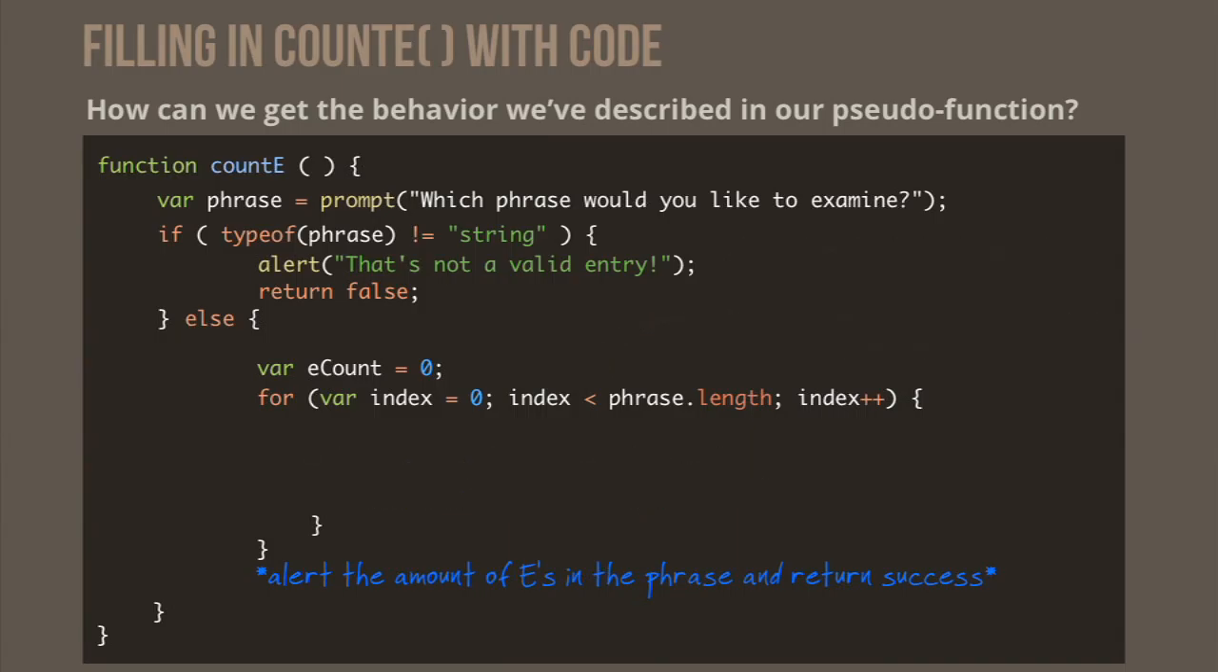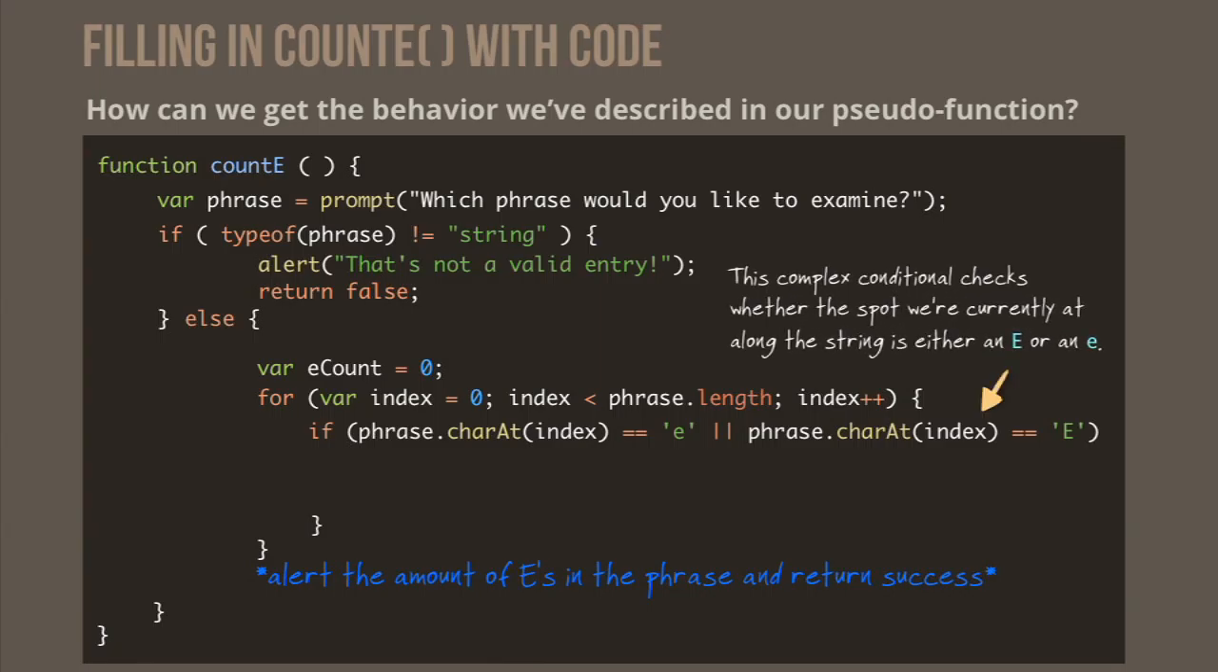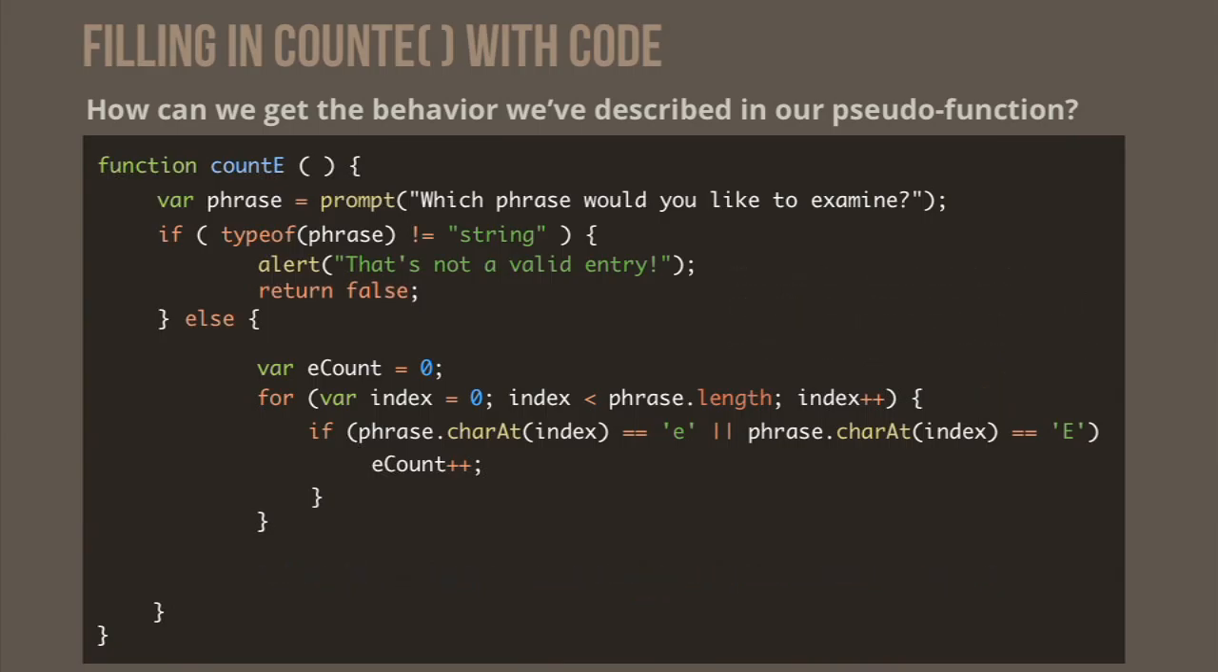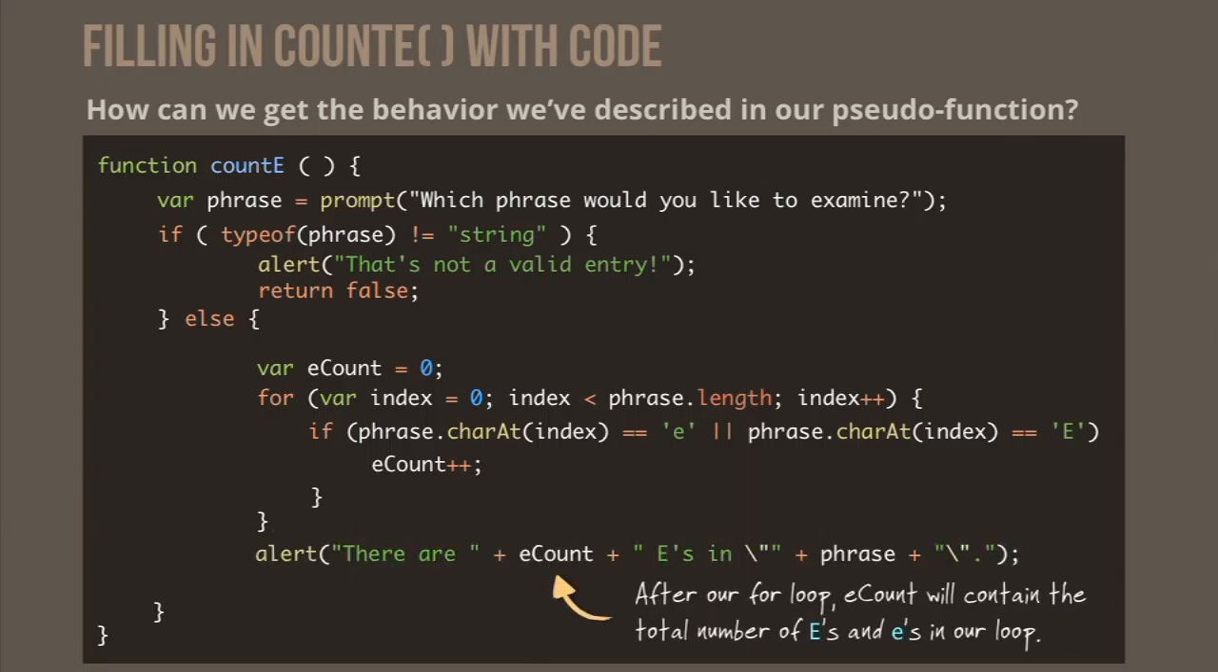Inside the loop, we'll have a complex conditional, remember those? Where we check to see if the character at the current index we're looking at is either a lowercase e or whether that character is a capital E. And if we get a truth value out of that complex conditional, we'll go ahead and increase the eCount variable. Once that loop is entirely complete, we will have in our hands the amount of e's in that phrase. And we can tell the user with an alert method there are, however many, e's in that phrase. Then we can return true, which will instantly exit the function.